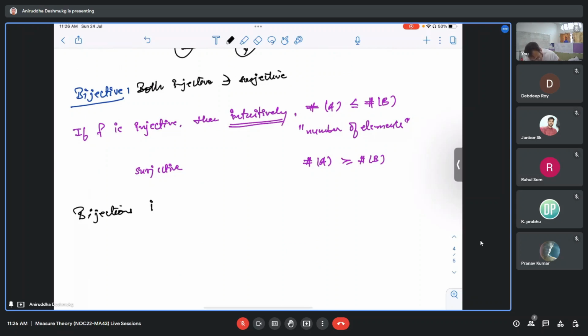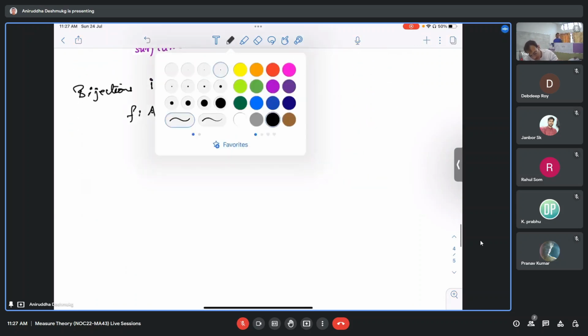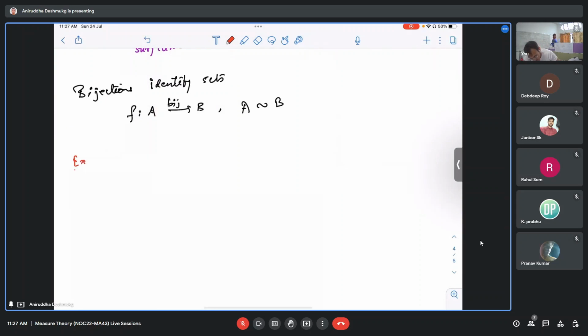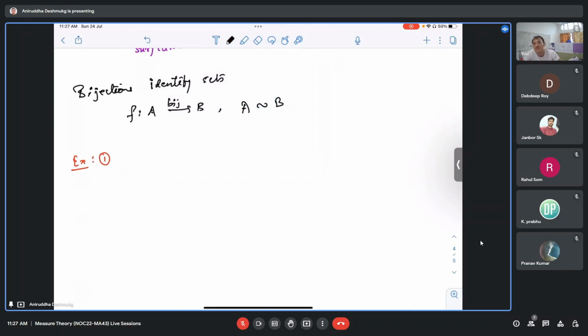So bijections identify sets. That means if we have a bijection from A to B, then A and B may have some different elements as such, but still we can use A in place of B, we can use B in place of A, it won't matter. So A is usually identified with B. So now let us look at some examples where we'll see some functions are injective or surjective or both or none of them.